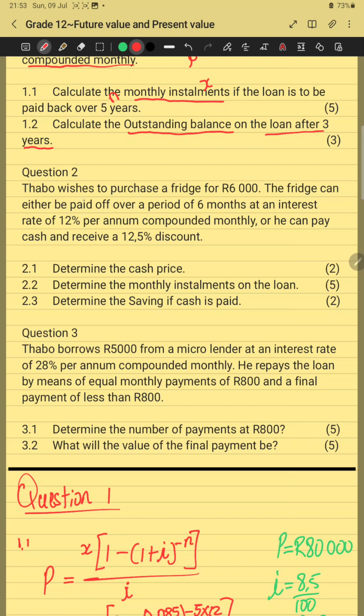Now question number 2 says Thabo wishes to purchase a fridge for 6,000. Now the fridge can either be paid off over a period of 6 months at an interest rate of 12% per annum compounded monthly, or he can pay cash and receive a 12.5% discount. Okay, so now let's check the first question. The first question says determine the cash price for 2 marks.